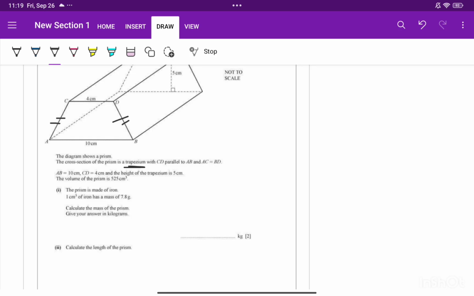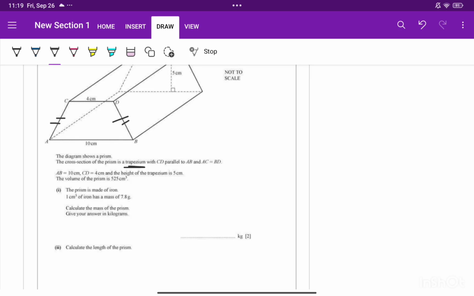AB is 10, CD is equal to 4, the height of the trapezium is 5, and the volume of the prism is 525 centimeter cube. The prism is made of iron. 1 centimeter cube of iron has a mass of 7.8 gram. Find the mass of the prism, give your answer in kilogram.